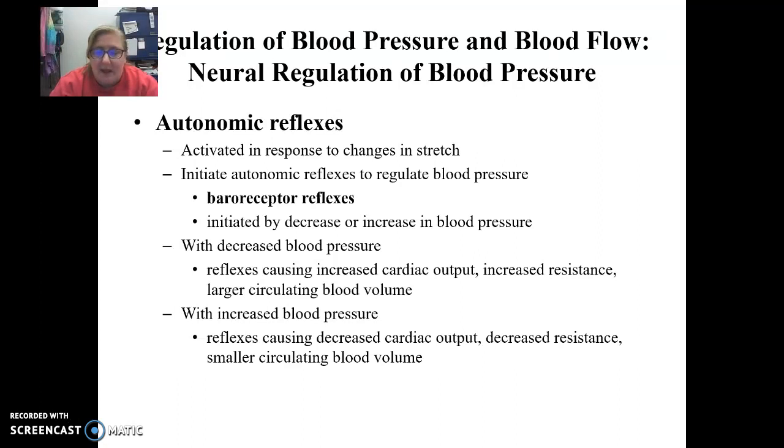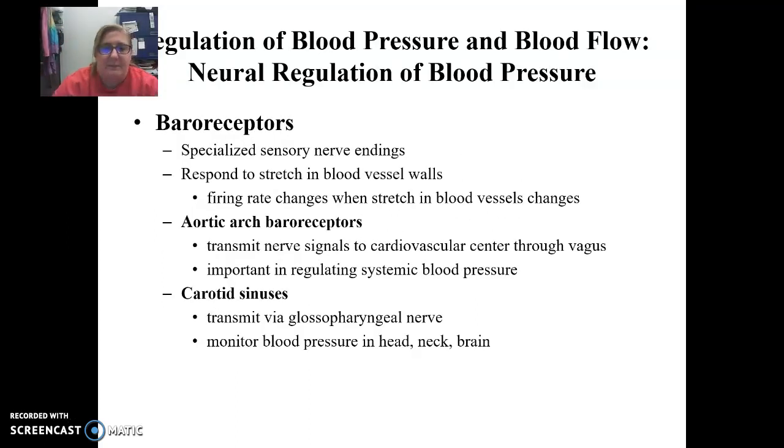I just mentioned this: if you have decreased blood pressure, you don't have as much pressure, so you're not going to have as much of a stretch on the blood vessel wall. That's going to cause you to increase the resistance to make the blood pressure go back up where it's supposed to be. And then if you have an increase in blood pressure, it's going to drop down. And here I told you where the baroreceptors are located: in the aorta as well as in the carotid arteries.